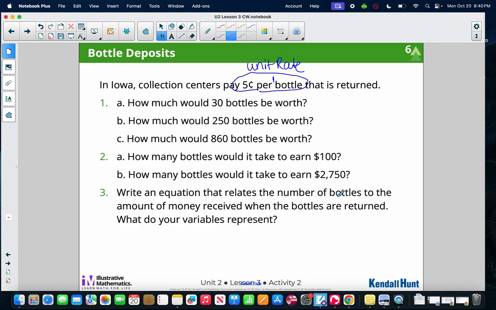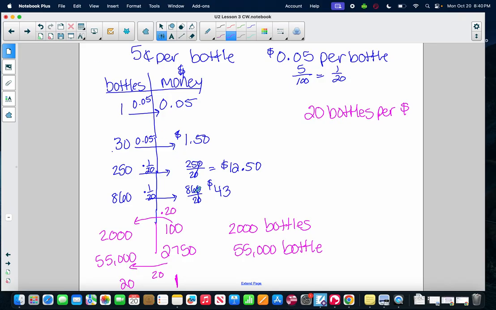Write an equation that relates the number of bottles to the amount of money. So when it says it like this, to the amount of money received, we're starting with the money and we're going to the bottles. So we're relating the bottles to the money. How do I get from the money to the bottles? So from the money to the bottles is 20D equals B.